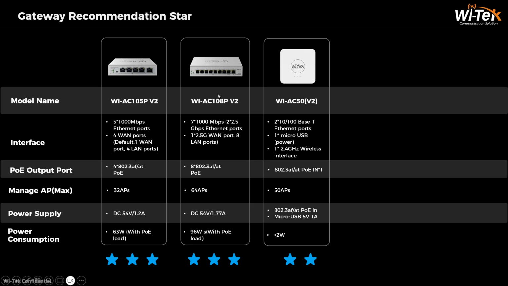This can be a router, a PoE switch, and also a gateway, 3 in 1. And this AC50 is only an AP controller. Its function is to control the APs, but it doesn't have a router function or a PoE switch function. It works in bypass mode and only controls your wireless APs. Okay, this is the difference between these three devices.